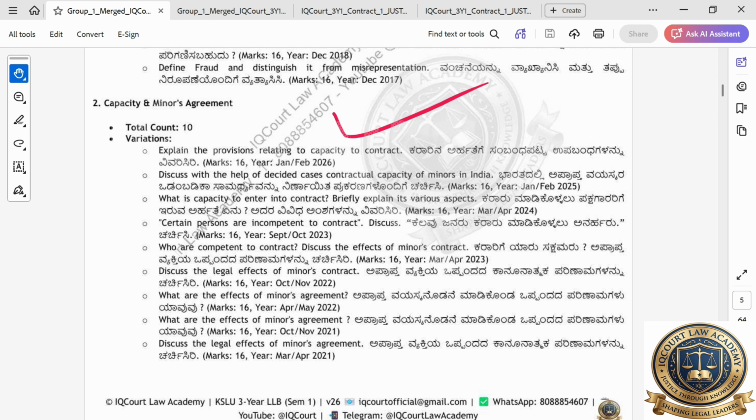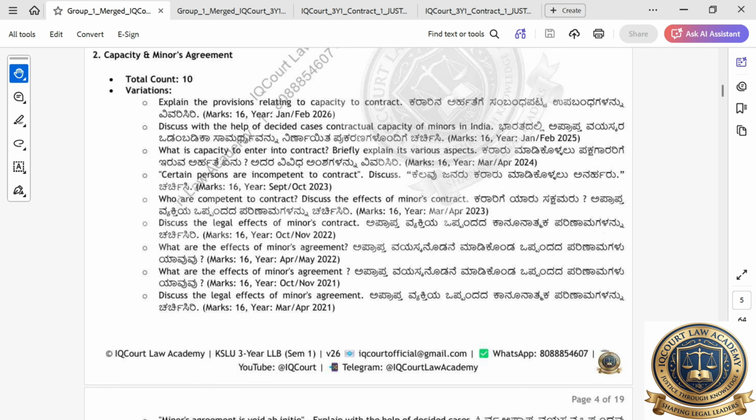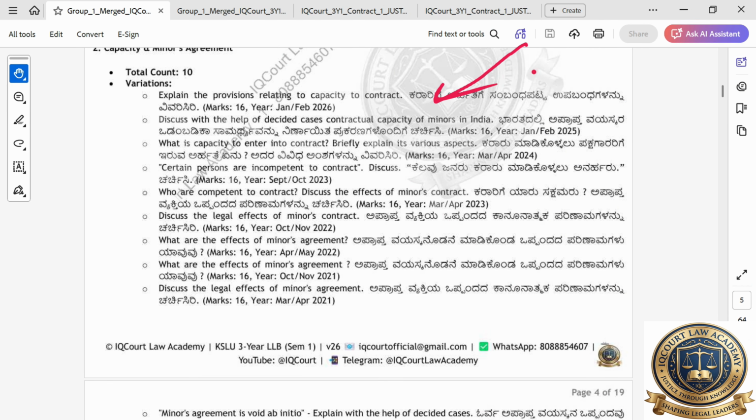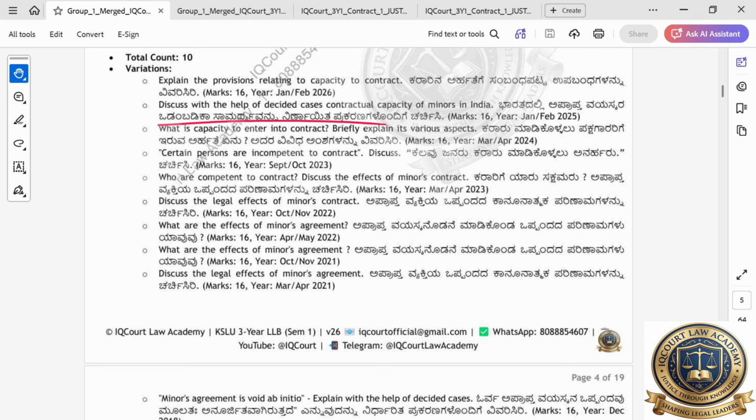See, explain the provisions relating to capacity to contract. Discuss with the help of decided cases the contractual capacity of minors in India. See, a minor is there, right, below 18. Whether he can enter into the contract, regarding that you have to write the explanation. That's it. Very, very simple. Whether it is valid, no, he is not responsible. Very simple.